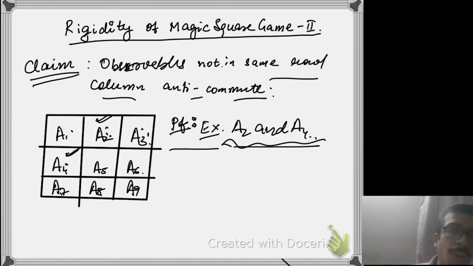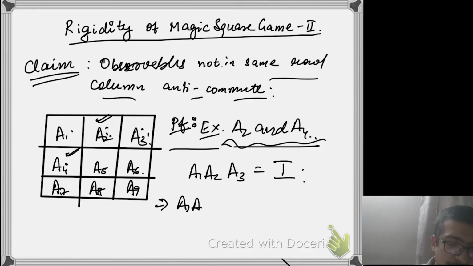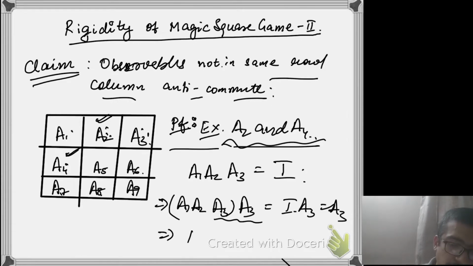From the 4 necessary conditions, since A1, A2, A3 lie in row 1 and the binary variables for row 1 must sum to 0 mod 2, we must have A1 A2 A3 equal to identity. Now I post multiply both sides of the equation by A3, and A3 squared is also identity. So what I get is that A1 A2 is A3. Call this equation 1.